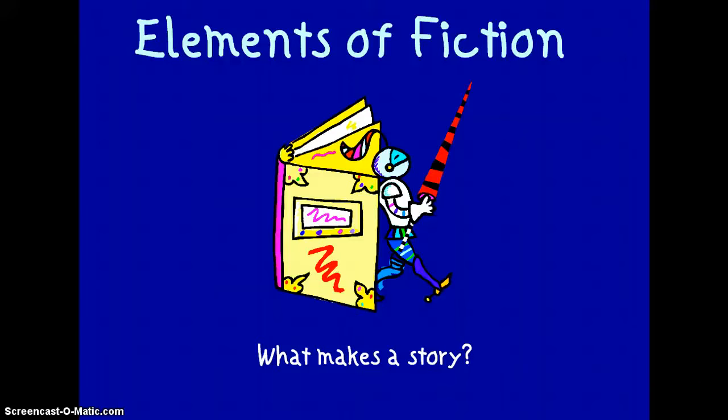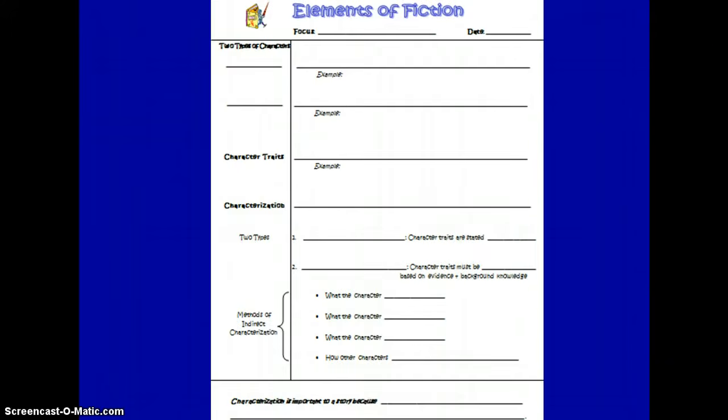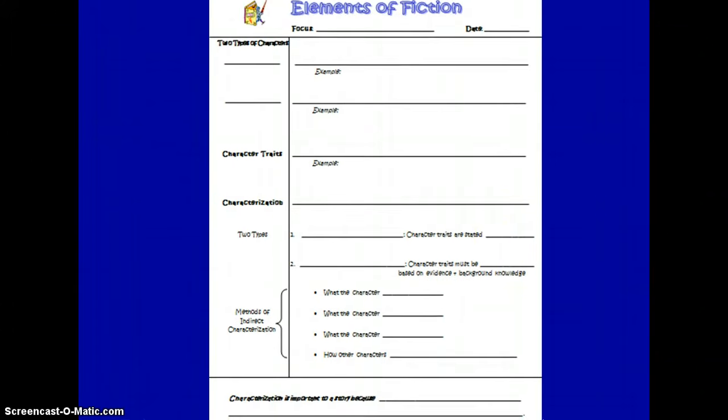Welcome everyone to our second flipped lesson on elements of fiction. Today we are going to examine characters and characterization in our attempt to fully be able to explain what makes a story. If you look at your Cornell notes, you will see that for our focus today, we should write in characters and characterization. You can include today's date.